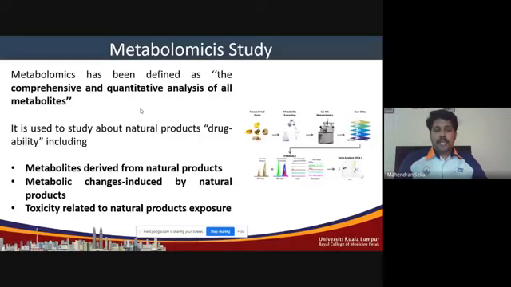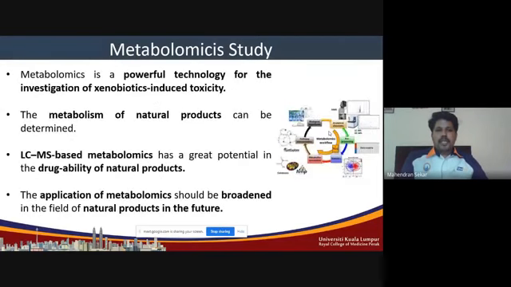And you can quantitatively analyze all the metabolites which are present in the natural products. This gives some kind of profiling, like drug abilities, including metabolites derived from natural products, what the metabolic changes induced by the natural products are, and toxicity related to natural product exposure. This study is conducted by using LC-MS, so here we can predict the metabolites of the particular compound. LC-MS has a great potential in the drug ability of natural products, so the application of metabolomics should be broadened in the field of natural products in the future.